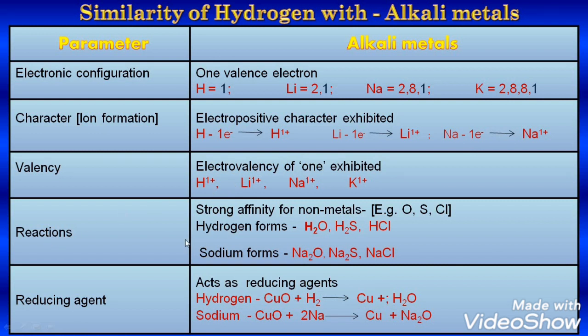Now we have the reactions. Just like alkali metals, hydrogen has a strong affinity for nonmetals. Hydrogen forms water when it reacts with nonmetal oxygen, H2S, that is hydrogen sulfide, when it reacts with sulfur, the nonmetal, and it becomes HCl when it reacts with the nonmetal chlorine.